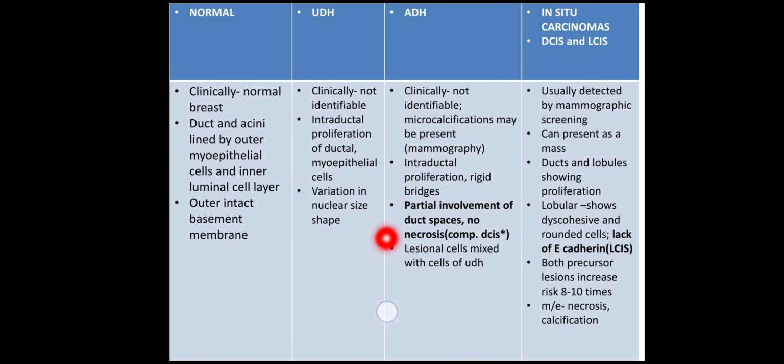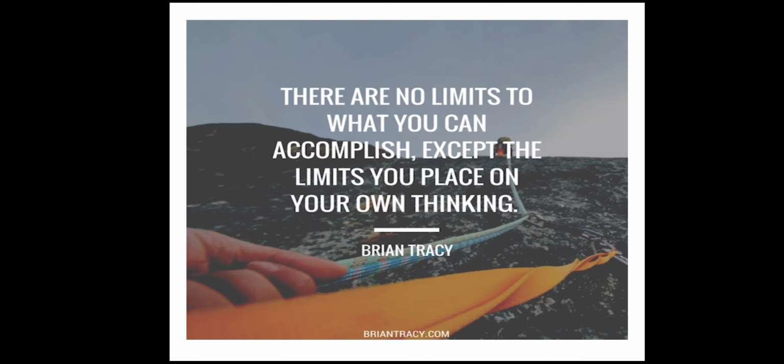The important point about ADH is that the ducts are partially involved as compared to DCIS. In DCIS the ducts will be completely involved, and in DCIS the ducts and lobules can show calcification and areas of necrosis, while they will be absent in LCIS. In LCIS, the important point is that they lack E-cadherin, because of which the cells are small, rounded and discohesive. Both LCIS and DCIS have the maximum increased risk for carcinoma breast, that is 8 to 10 times. So these are the references. Thank you very much.